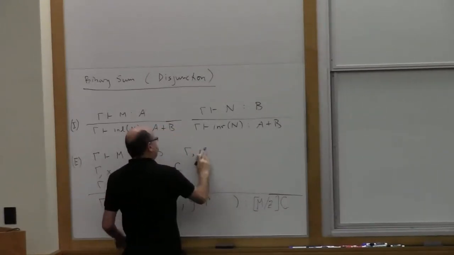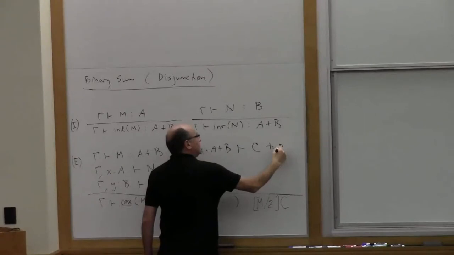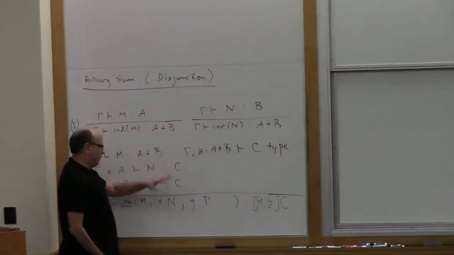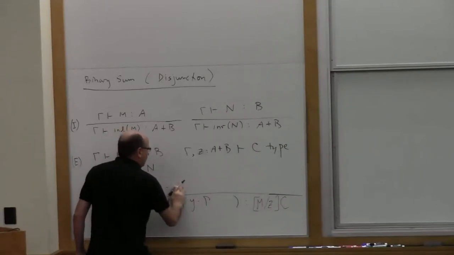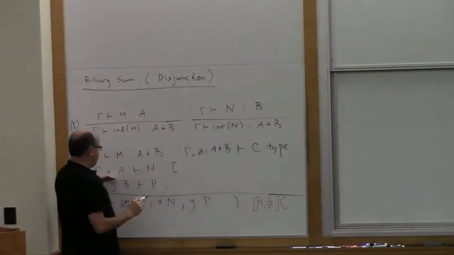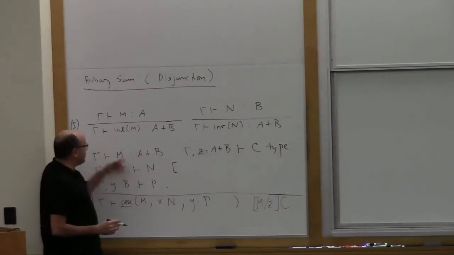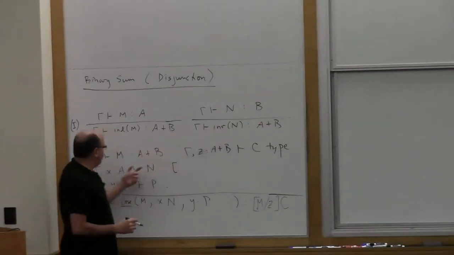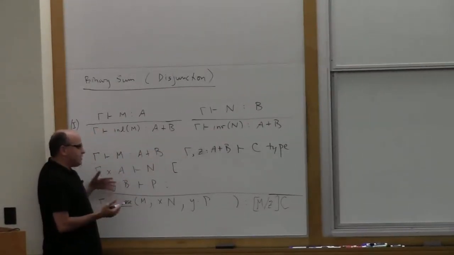So with Z being of type A plus B, C will be a type. Okay? So this is what we're doing. And then here, we want to flow the information into each branch of what we're doing. In this case, we're trying to prove something. There are two cases to consider, in left and in right, uniformly in whatever they're in left of or in right of. Okay? So these are the two cases.